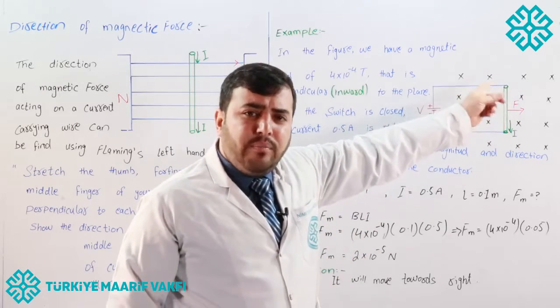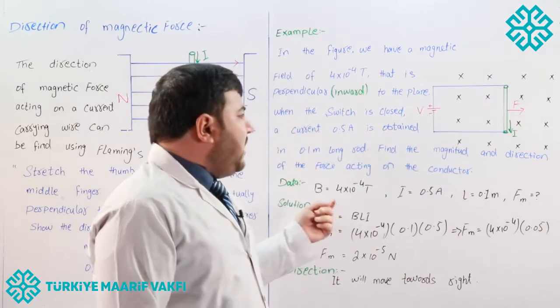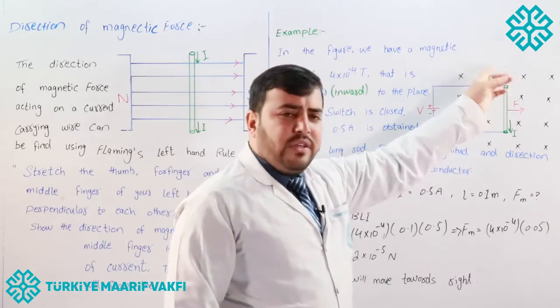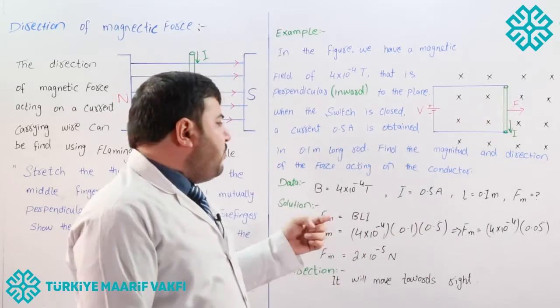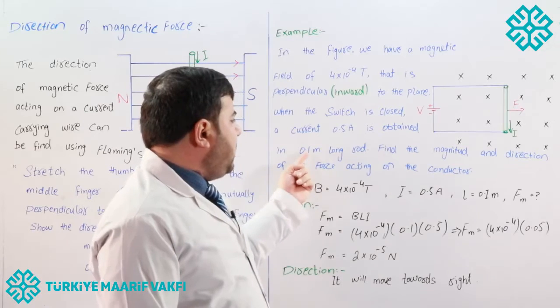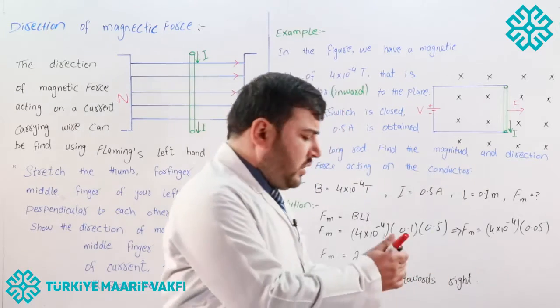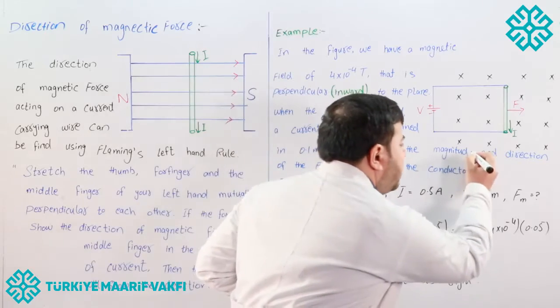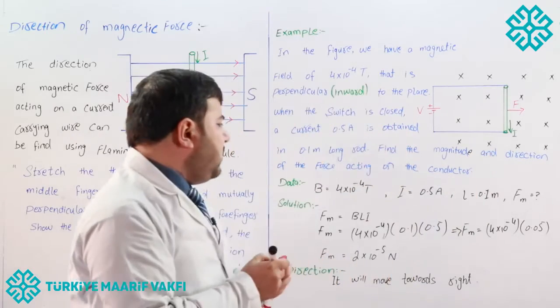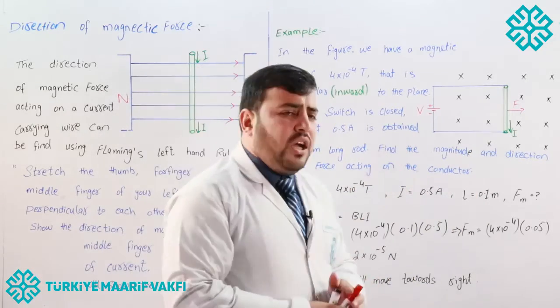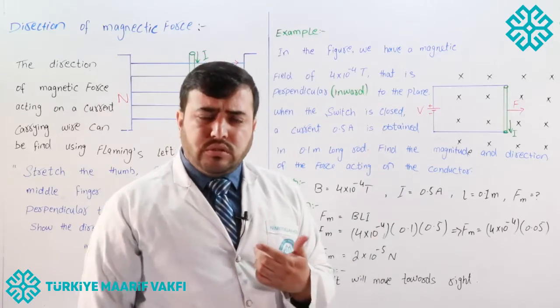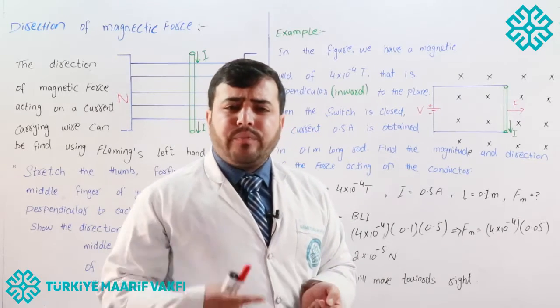which is placed in the magnetic field, and the length of the rod or the conductor is 0.1 meter. Like here you can see 0.1 meter. Now find the magnitude and the direction of the force acting on the conductor.